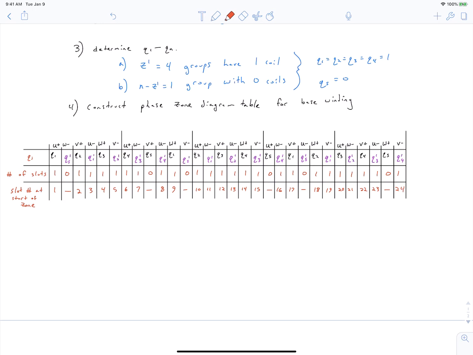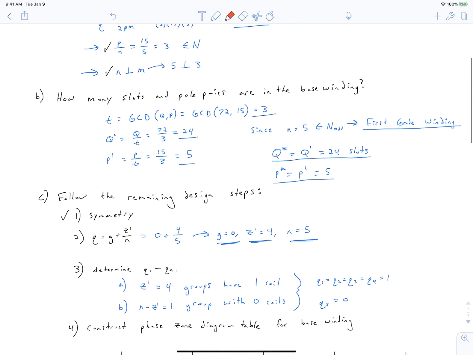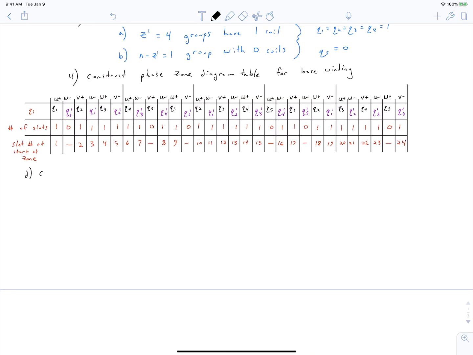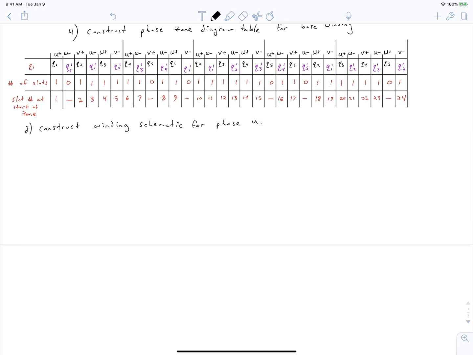And we notice that we finally end up using 24 slots, which matches our previous calculation that our base winding length should have 24 slots. Next, I want you to construct the winding schematic for phase U. And before you pause, I want to be clear that we want the winding schematic for phase U base winding, so it does not have to be the full 72 slots. All right, go ahead and pause the video and press play when you're ready to watch me do it.